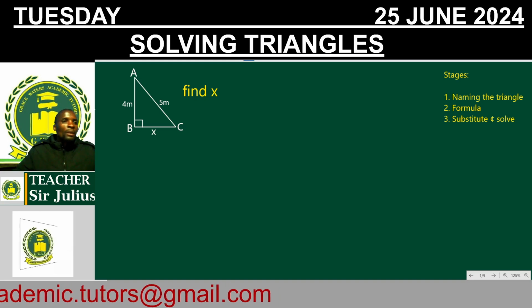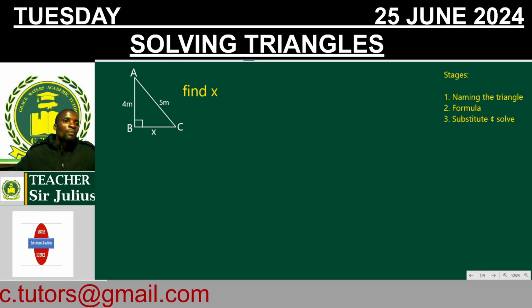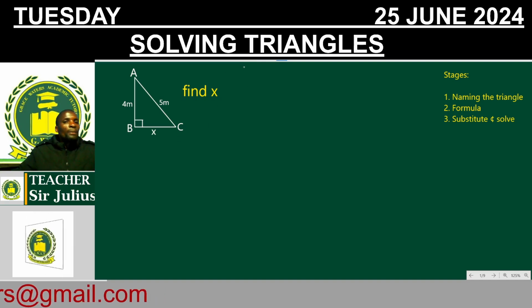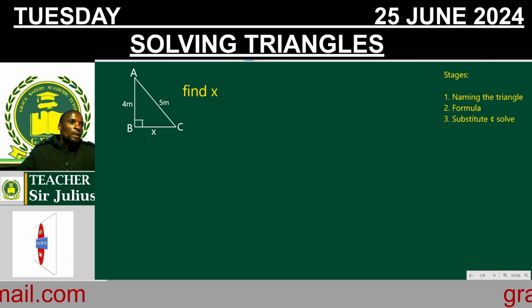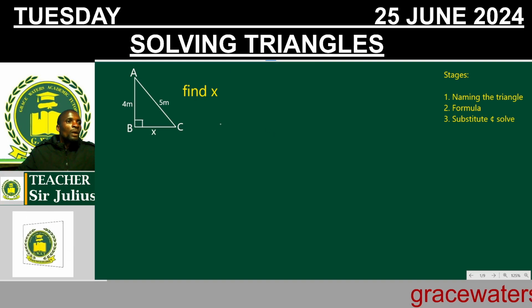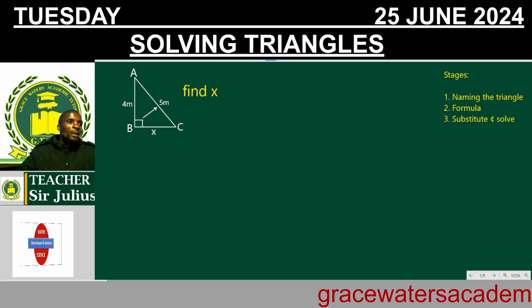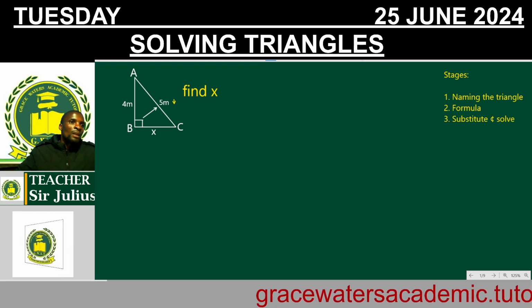So likewise, the question I have is very simple. We are going to start by naming it. You see, I said you had identified first that this is a right-angled triangle. After identifying that, the first thing you are expected to do is to identify the hypotenuse, and this is the hypotenuse, as we said, the side that's opposite the 90 degrees angle. So we name it hypotenuse.